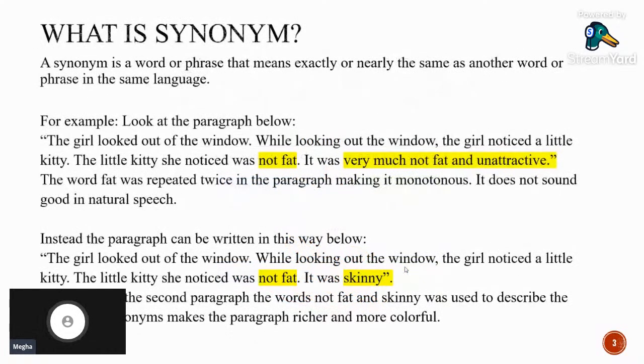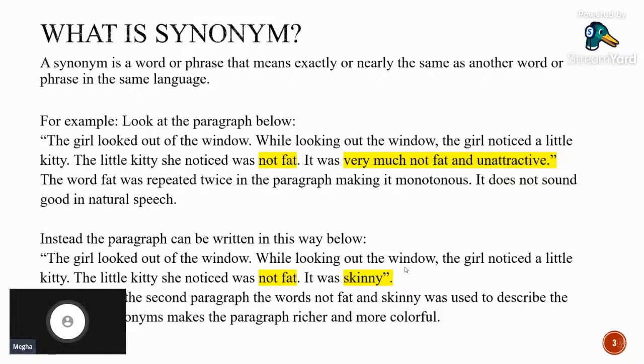Okay. So what is a synonym? A synonym is a word or a phrase that means exactly or nearly the same as another word or phrase in the same language. So it has to mean exactly or nearly the same as another word or phrase in the same language. Okay, so for example, look at the paragraph below. Let's read it out.